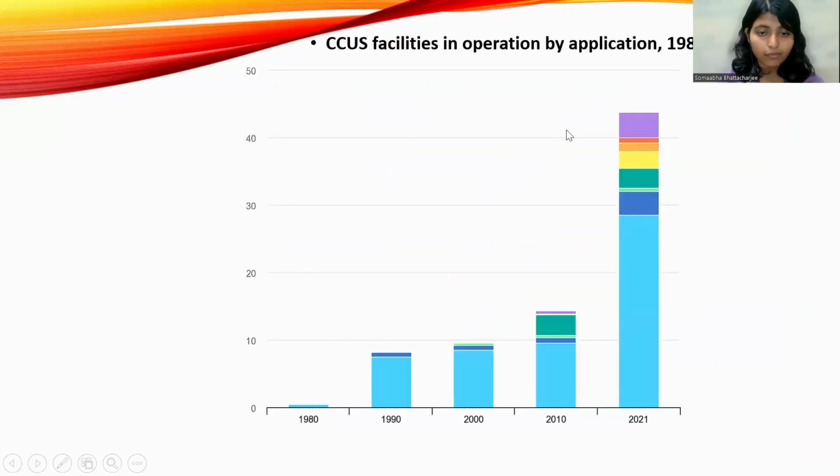Now this is a graph which shows the CCUS facilities in operation by application from the year 1980, with a gradual increase of 10 years, like 1980, 1990, 2000, 2010 and 2021. As we can see, there is a gradual increase in the use of CCUS facilities as we move from 1980 to the year 2021.